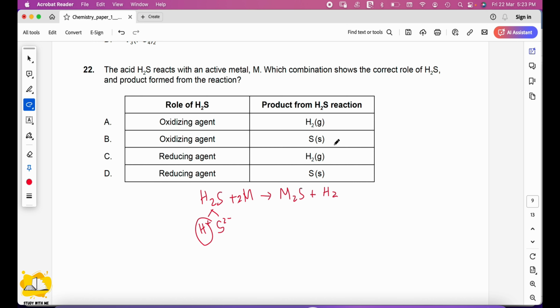So between A and C. And is it an oxidizing agent or reducing agent? Because it's a free element, the oxidation number will be 0 and H will be +1. So +1 to 0, it's a reduction. So if it's reduction, definitely oxidizing agent. So the answer will be A.